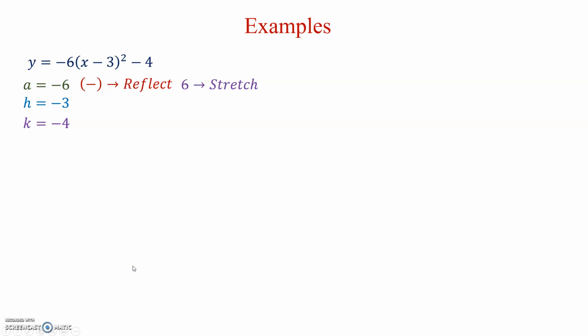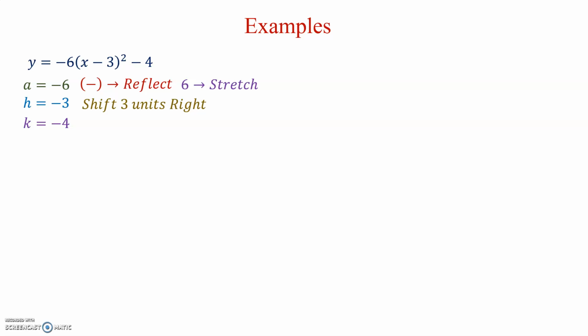Okay, so we'll put it all together and look at a few examples. In this problem here, our a is negative 6, the h is negative 3, and the k is negative 4. Now, technically, the h is 3, but it looks like negative 3. So, because a is negative, there's a reflection. The 6 tells us it's a stretch because 6 is bigger than 1. When we look at the h, it shifts 3 units to the right, again because it's on the inside.